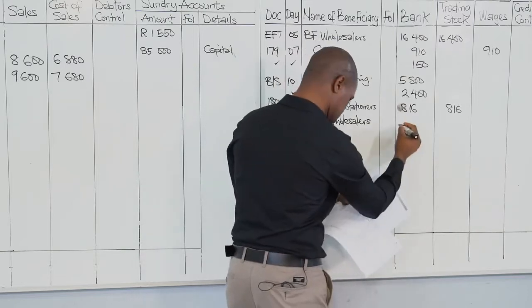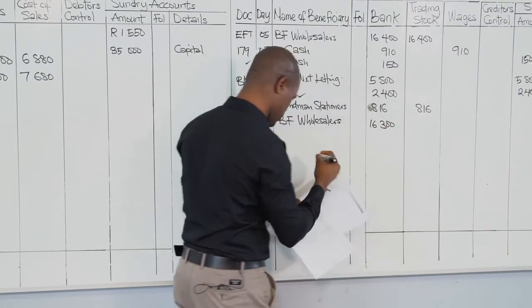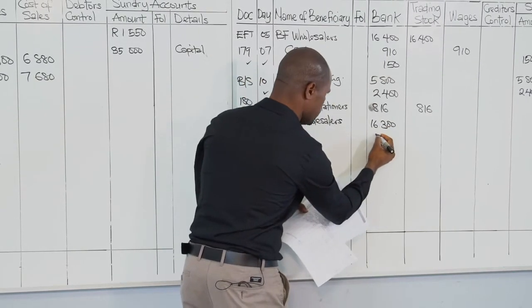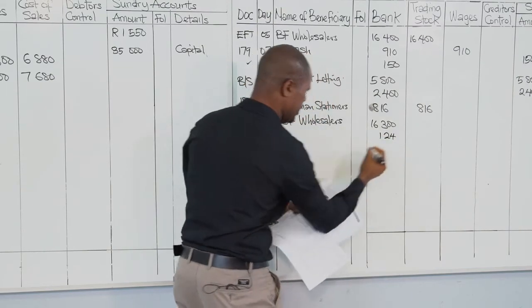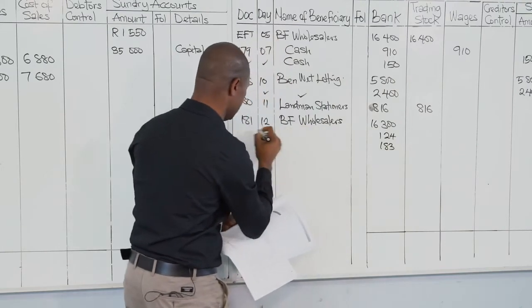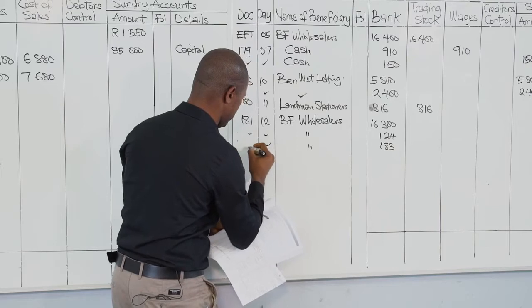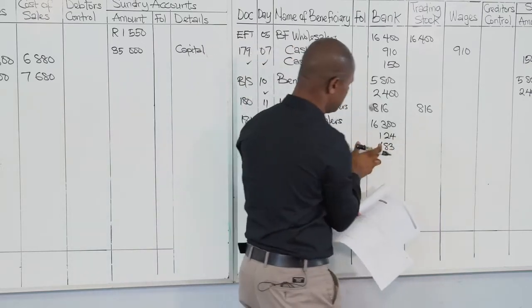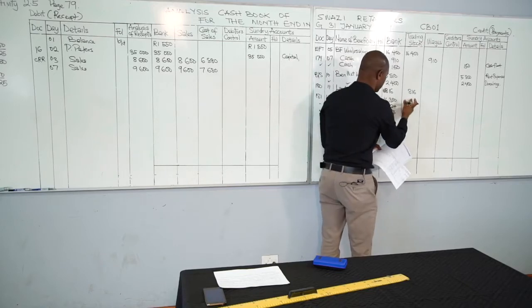The first one is 16,300. The second is 1,124, and the third is 183. So the beneficiary takes the same, so it's going to be ditto. And then because these are trading stocks, I will record them under the stock.